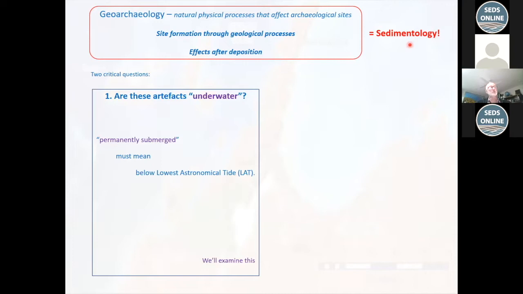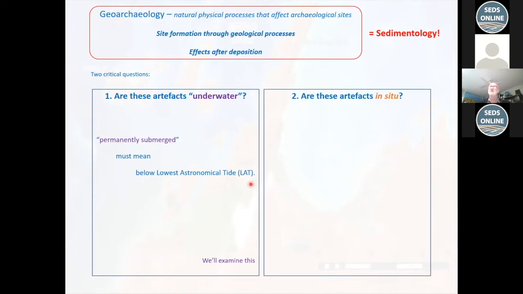Now, there are two critical questions when we're analysing these three papers. The first one is, are these artifacts underwater? I'm not quite sure what underwater can mean. It can mean anything if you've got a big tidal range, for instance. But we know what permanently submerged should mean. It must mean below lowest astronomical tide. So we'll test that. The second thing we'll test is whether the artifacts are in situ.